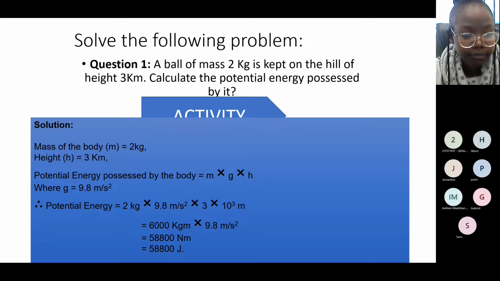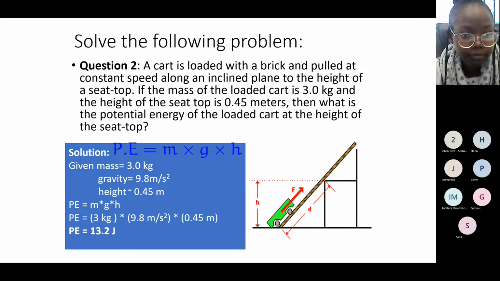Okay, moving on is just another example, but this time the car is driving uphill, meaning that it's inclined. But you are given the mass, the gravity, and the height, so you just plug it back into the formula and you get your potential energy in joules.